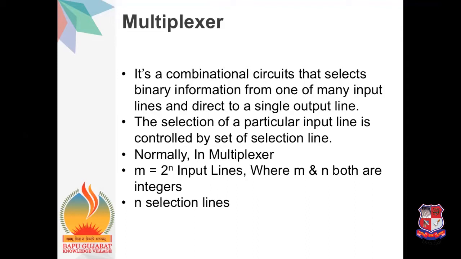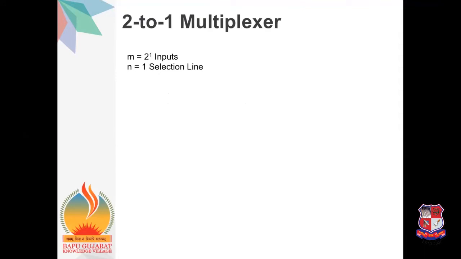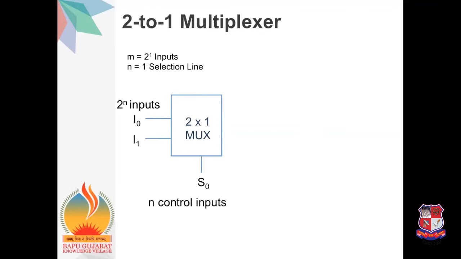Normally in the multiplexer, total m input lines are there and n selection lines are there, where m equals 2 raised to n. Here m and n both are integers. So now let's see the simple 2 to 1 multiplexer. It has 2 inputs and a single output. So the basic block diagram of the 2 to 1 multiplexer has 2 inputs I0 and I1. It has one selection line S0 and a single output Y.